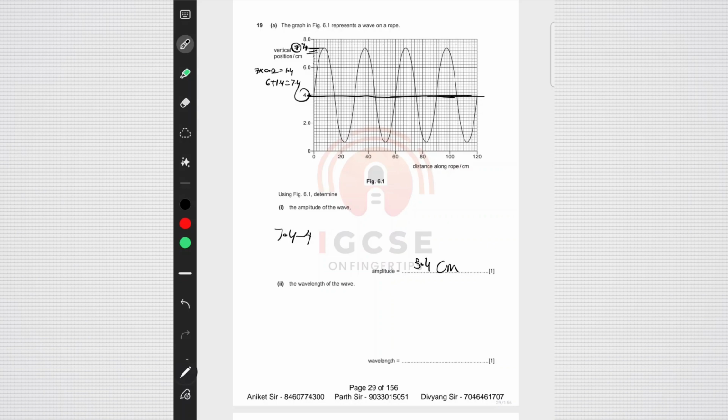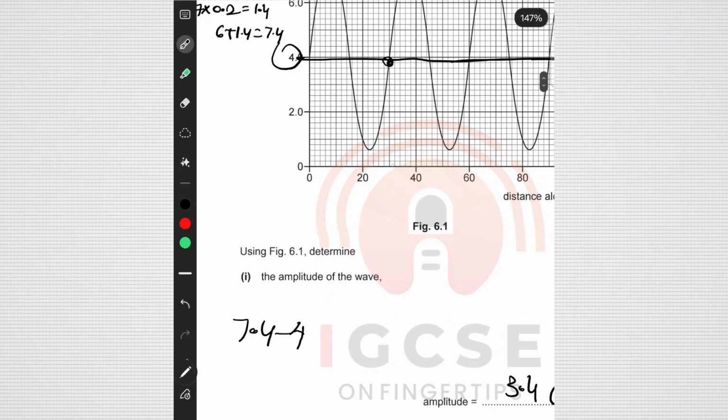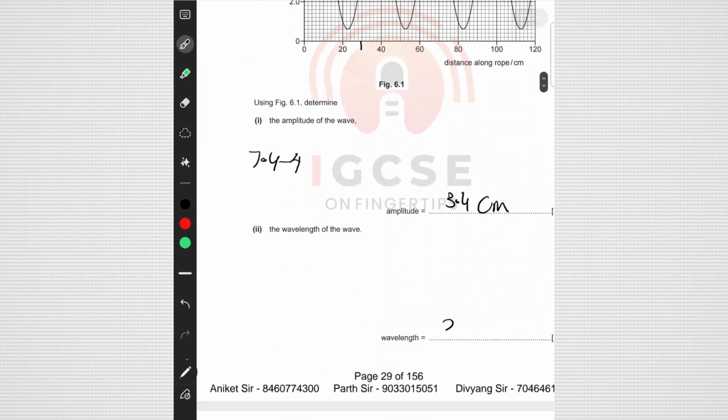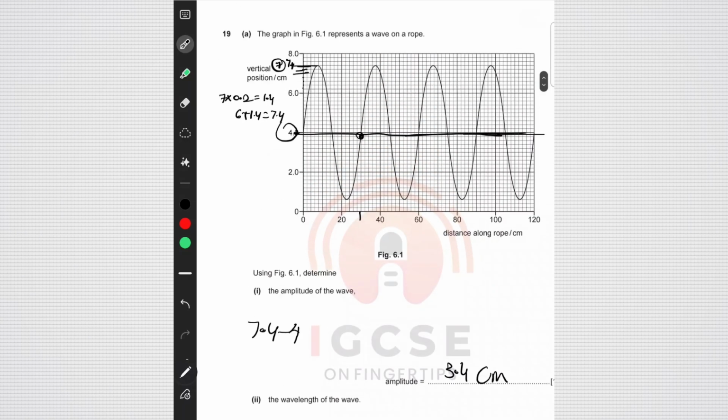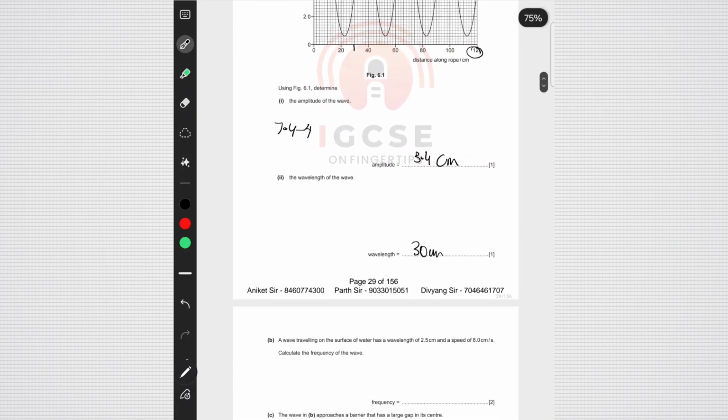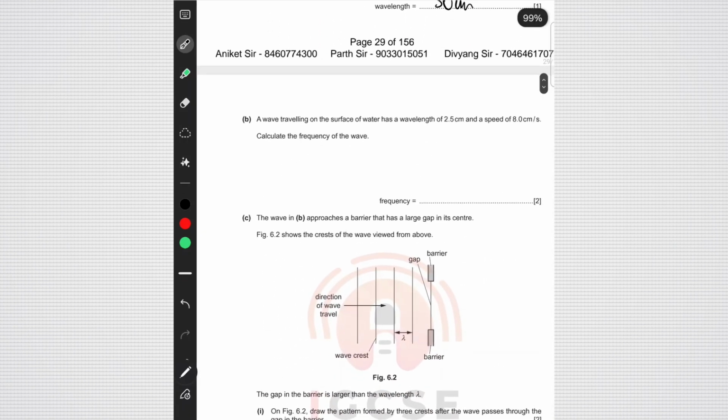Wavelength of the wave. So till here, let's find out how much it is. It is 30 centimeter, right? So 30 centimeter. You can also find out the total distance is 120, and there are 1, 2, 3 and 4 waves. So 120 divided by 4 will also give you 30. Both the methods are okay.